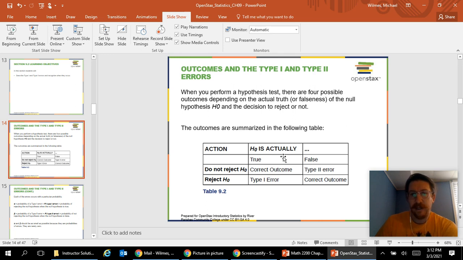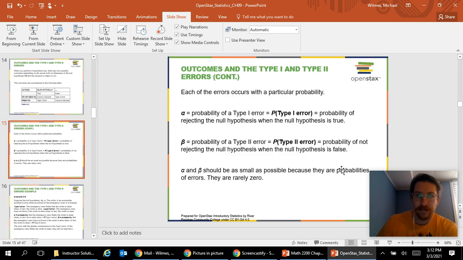The other way is if the null hypothesis is false, which means the alternative hypothesis would be true. If we do reject the null hypothesis, that would be the correct outcome, and we accept the alternative. But if we do not reject the null hypothesis, we look at the data and somehow decide not to reject it, that's called a type 2 error. We have probabilities associated with the type 1 and type 2 error, alpha and beta. We want these to be as small as possible because they are errors.